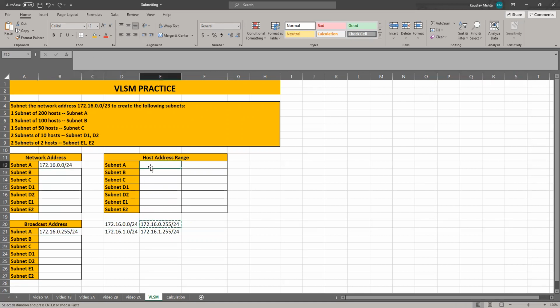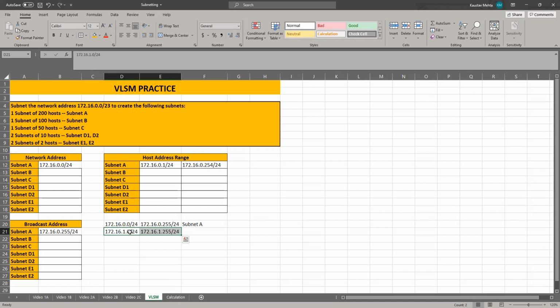Now our host range would become 172.16.0.1, because we are starting from 1 in /24 again. We're not changing the subnet mask. And it'll go all the way to .0.254, because 255 is for the broadcast address. And again, /24. Now, we have used this IP as our subnet A already, so we can write subnet A there.